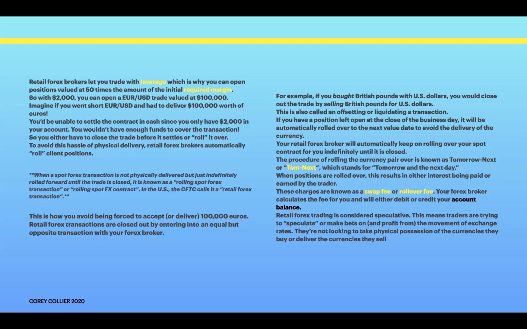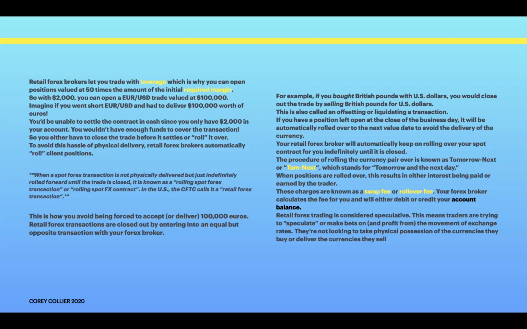And that's when you get into swap fees and things of the sort. Your retail Forex broker will automatically keep rolling over your spot trade contract for you indefinitely until it's closed. And that's when you get into swing trading, holding things open for days, weeks, months, or whatever.